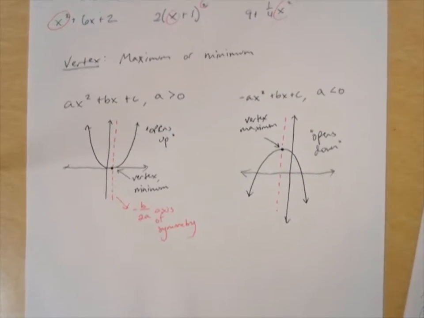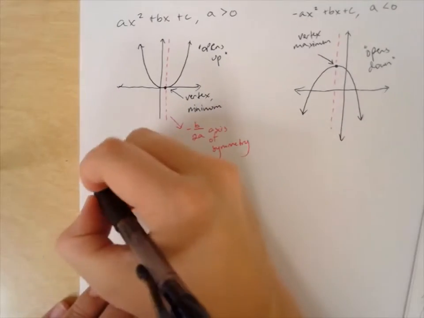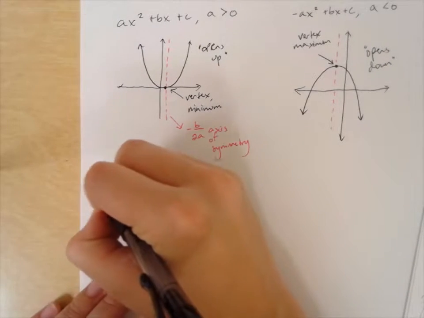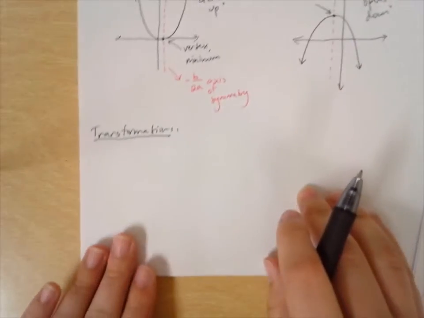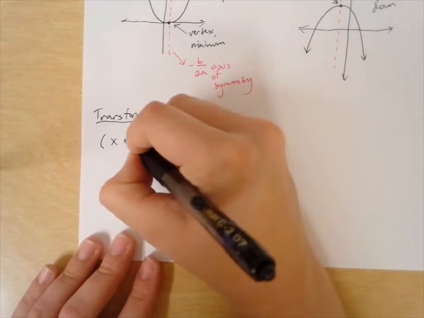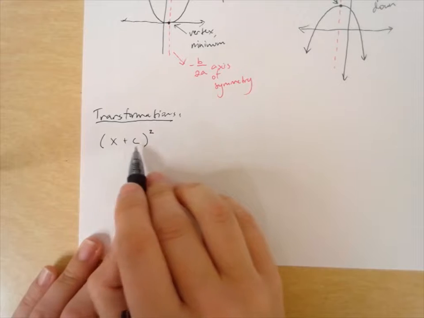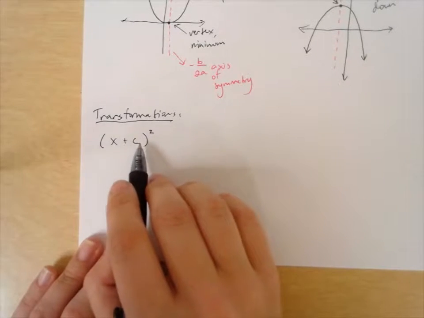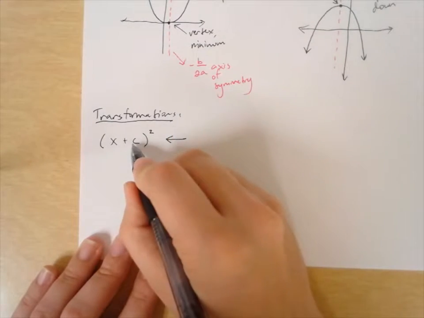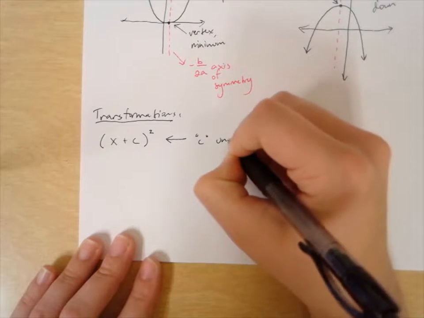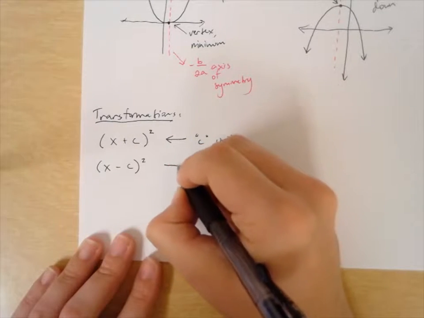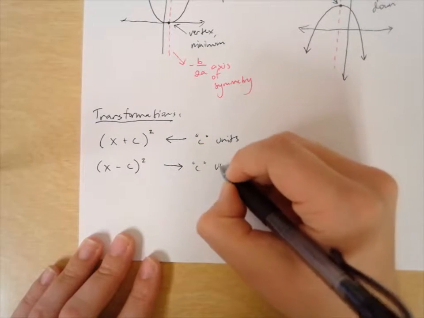Okay, let's talk about some basic transformations that we're going to see of a quadratic function. We have covered these in our chapters on transformations of parent functions, but we'll go over them one more time. If we have (x plus c) squared, so something going on inside the parentheses, a plus something inside means our graph is going to go to the left c units. If we have (x minus c) squared, that means our graph is going to go to the right c units.